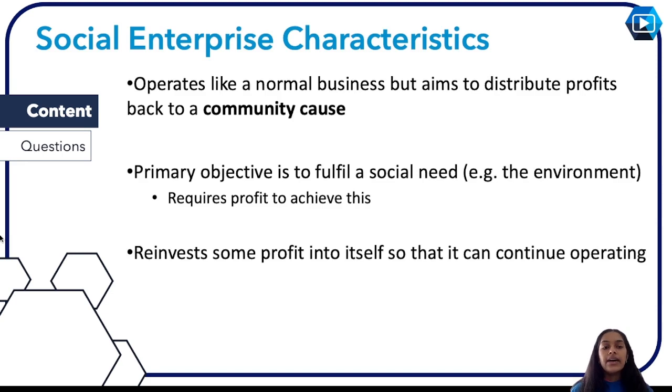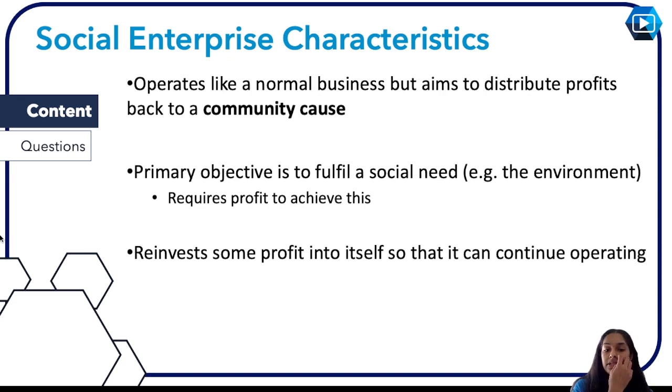All right, and then we have our social enterprise characteristics. So with our social enterprises, these operate like a normal business, but they aim to distribute profits back to a community cause. So while they have a focus on a community cause, they still have a really important focus on making profits, because without making profit, it's really hard to run a business. But essentially, what they do with those profits is a little bit different, in terms of reinvesting that towards a key community cause.